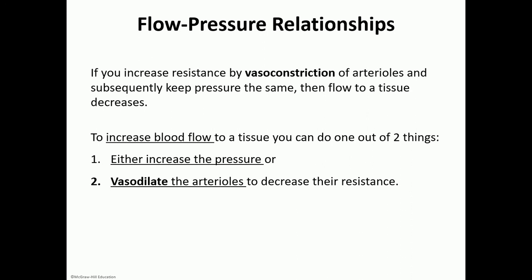So in order to increase blood flow to an organ, you want to do one of two things. Either you dilate the arterioles, or you increase the overall blood pressure. You could do that by increasing the force of contraction of the heart. That is going to increase the overall blood pressure, and that will push more blood into the organs.